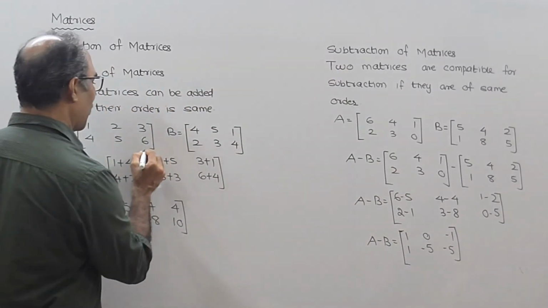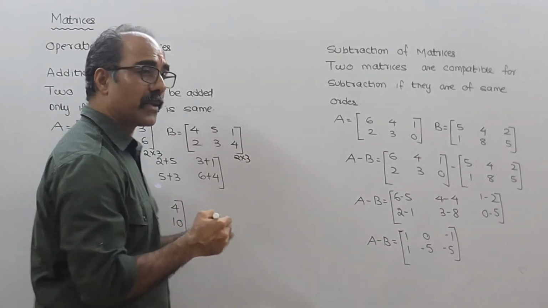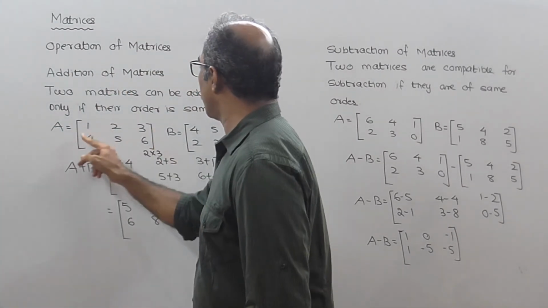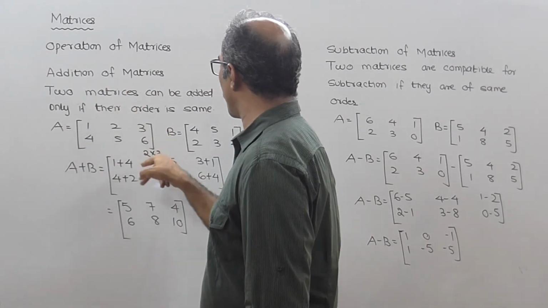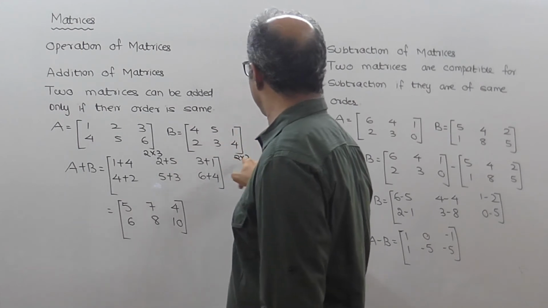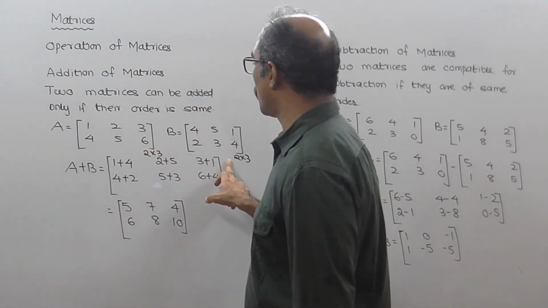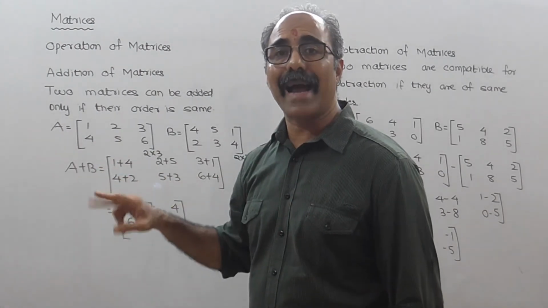So I think this is a matrix of the order 2 by 3. This is also a matrix of the order 2 by 3. Because see, row 1, row 2, column 1, column 2, column 3. Rows by columns. So this is a matrix of the order 2 by 3, and this is also 2 by 3. Then you're eligible to add A and B.